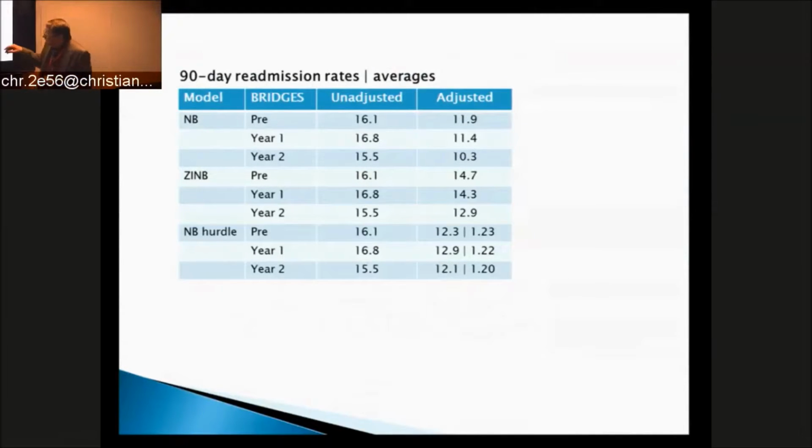So you interpret that as 12 per 100 people who've been readmitted, yes, no? The 12.3. Right. And then it's an additional 1.23 per 100 for those who were readmitted. Then the average readmission rate is 1.2. Okay, thanks. So why don't you do the same thing for the zero-inflated?